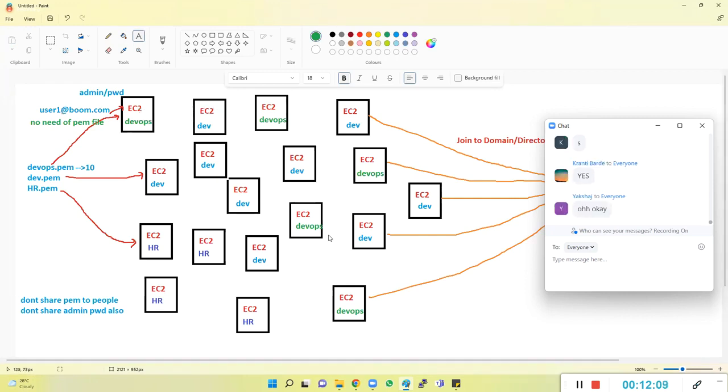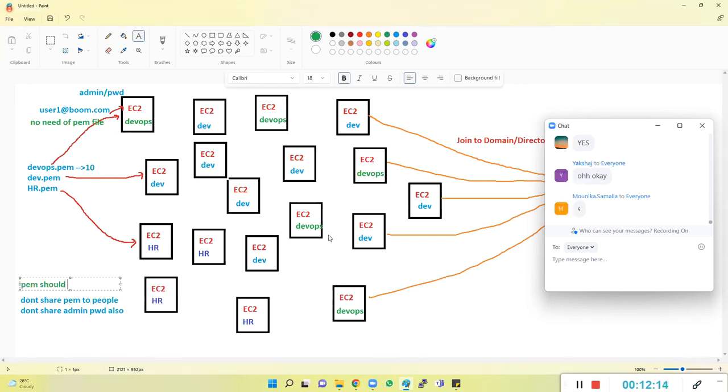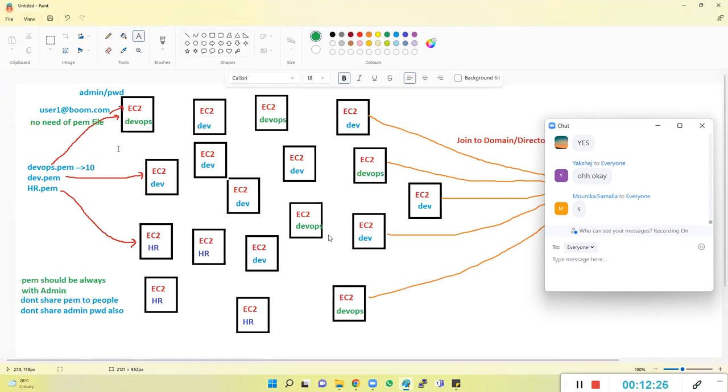Understood, guys? And then the PEM should always be with the admin only. So just in case a user comes and asks, hey, I need to have admin permissions, then only in a very rare case would you need to share the PEM file. Don't share the PEM file. Guys, do you understand now? The PEM file will be only with the admin and you will be having the domain directory.